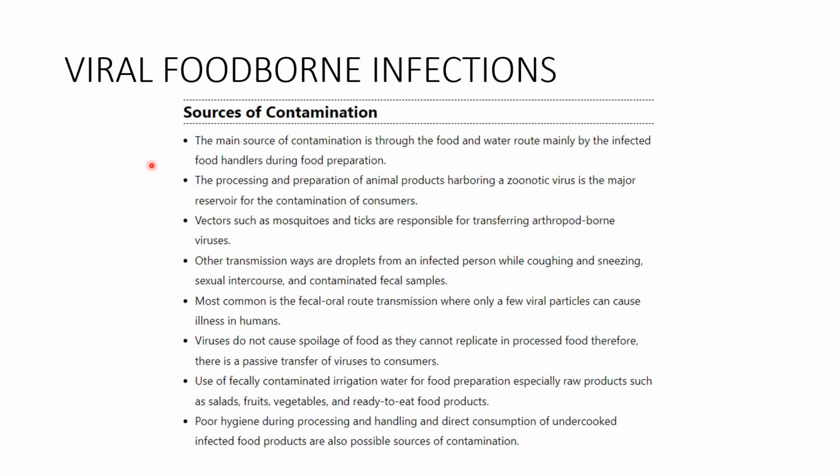Usually the source of contamination of viral foodborne infections are infected food handlers involved in the preparation of food, or the processing and preparation of animal products intended for human consumption, where that particular animal is a known reservoir of such viruses. Vectors may also play a role. Other transmission routes such as sexual intercourse, coughing, sneezing, respiratory routes, and contamination with fecal material are also common.